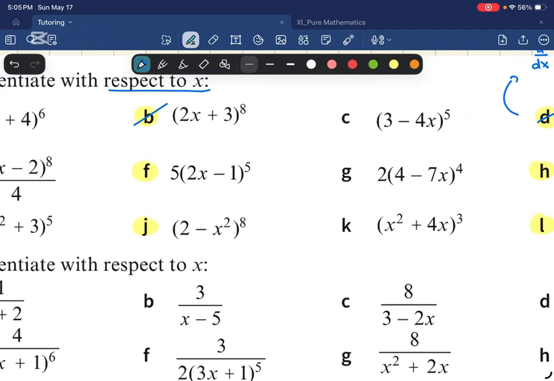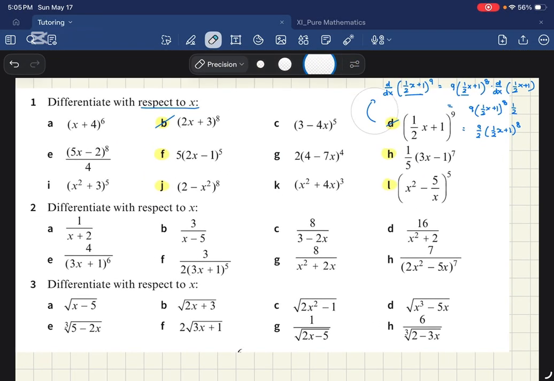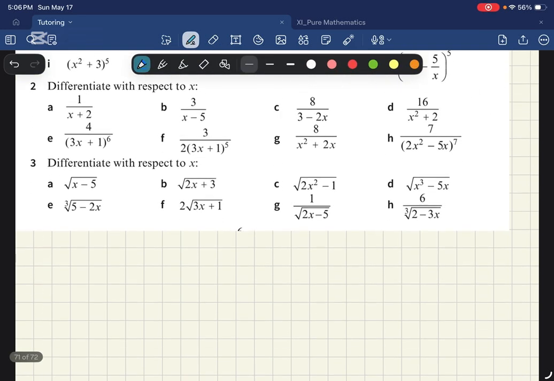All right, let's do F. So we're done with D, so I'm going to erase this here, and I'm going to do F here.